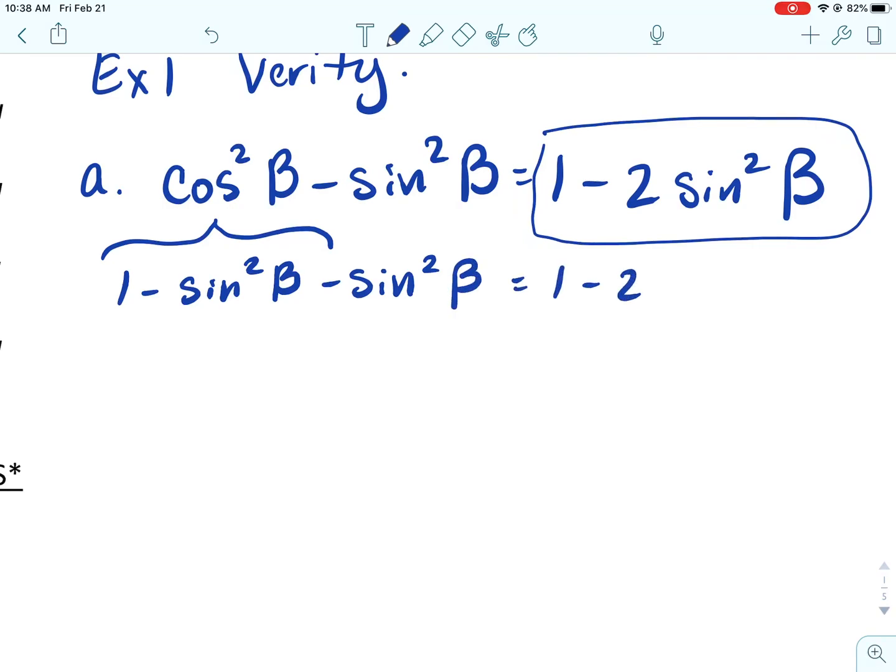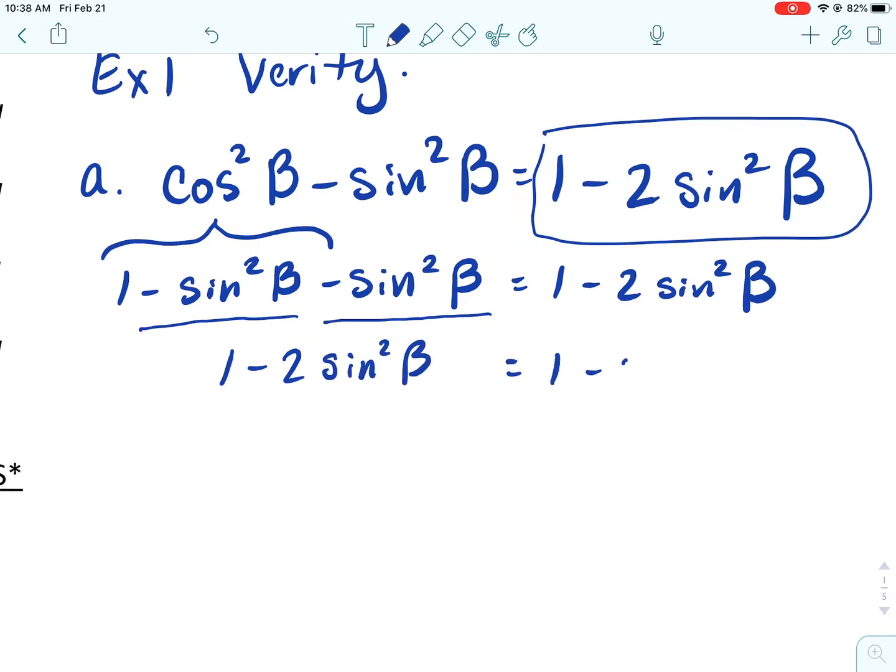All right, and I just keep bringing the other side down until both of my sides look the same. Now I'm going to combine like terms. What do you guys think you get when you combine negative sine squared of beta minus sine squared of beta? Negative 2 sine squared beta. And once you get the left side to look exactly like the right side, you have verified it. So we're done. Any questions on that one?